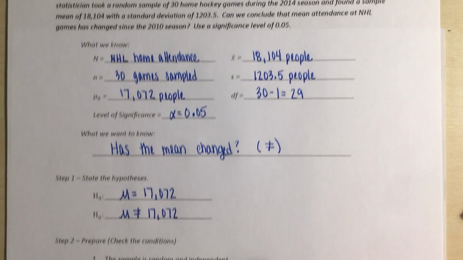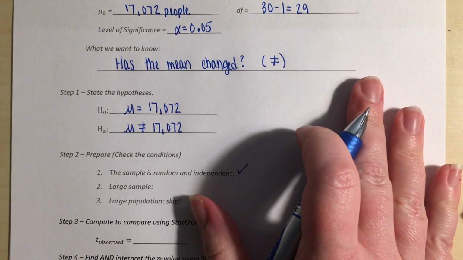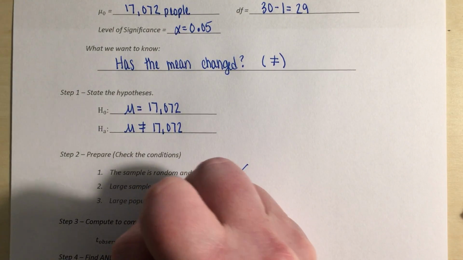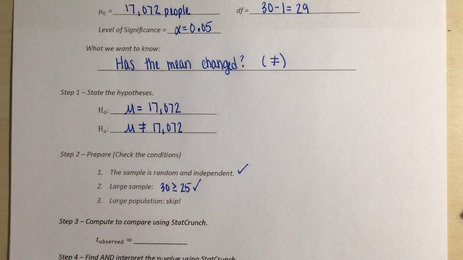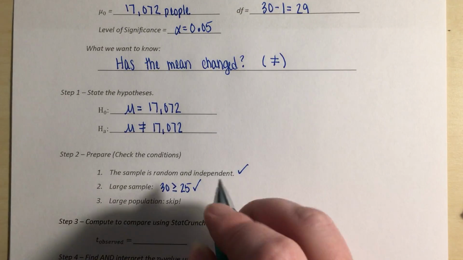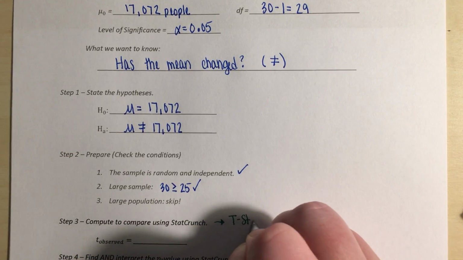We check our conditions. Are we random and independent? Yes. Do we have a sample size large enough? Yes, our sample size is 30, so we're good. We skip our last one. Then we go to StatCrunch. Right. So we go to T-Stats.